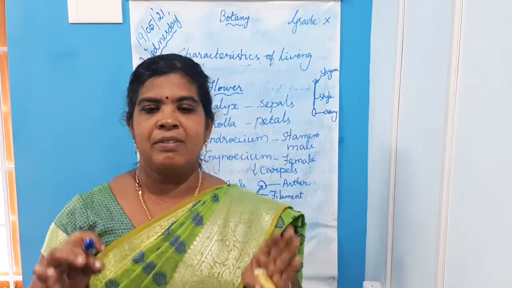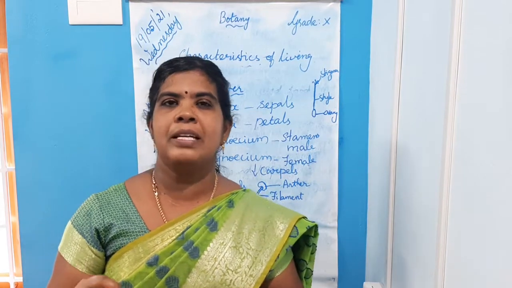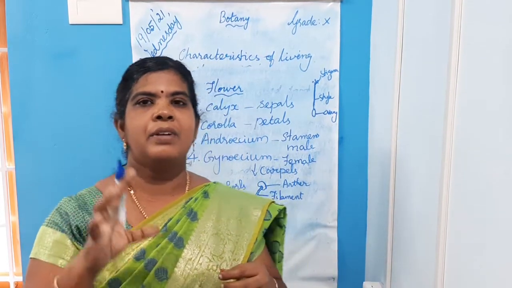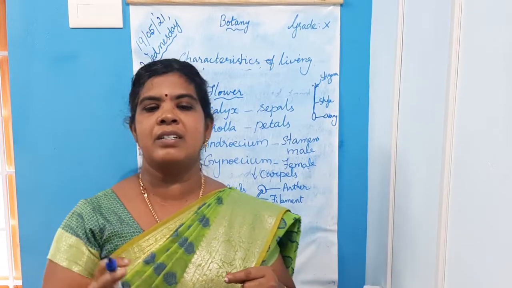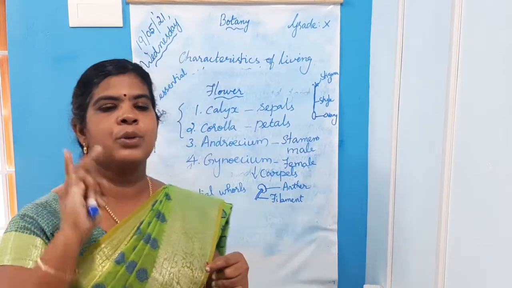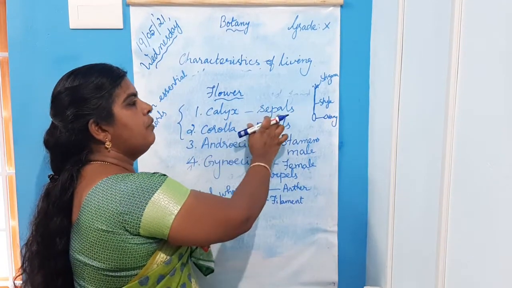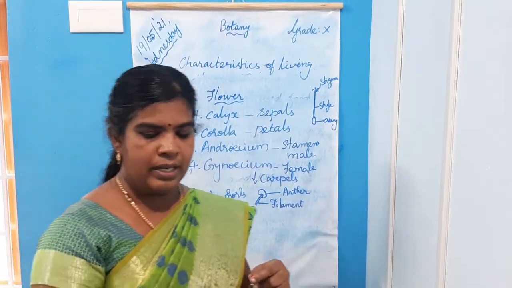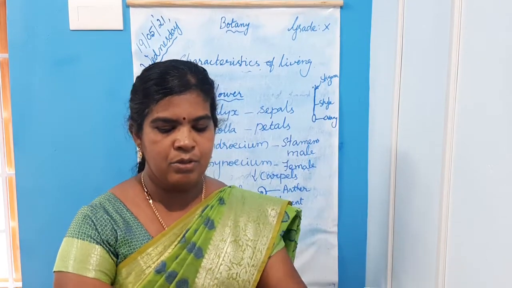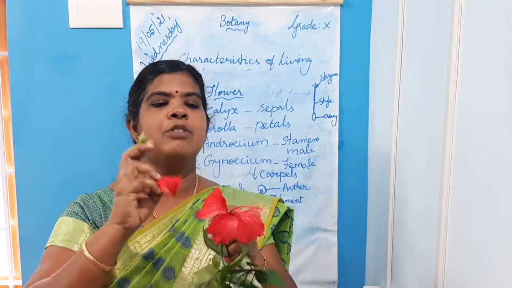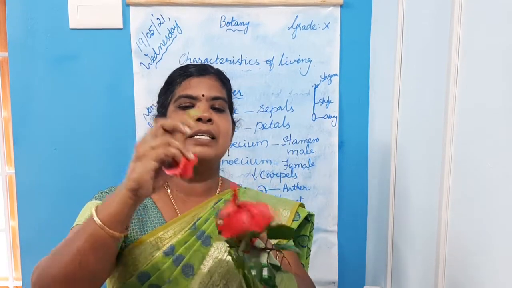So a flower is a modified shoot with limited growth to carry out sexual reproduction. The flower consists of 4 whorls. What are they? Calyx, corolla, androecium and gynoecium. Calyx consists of individual units called sepals. Corolla consists of individual units called petals.